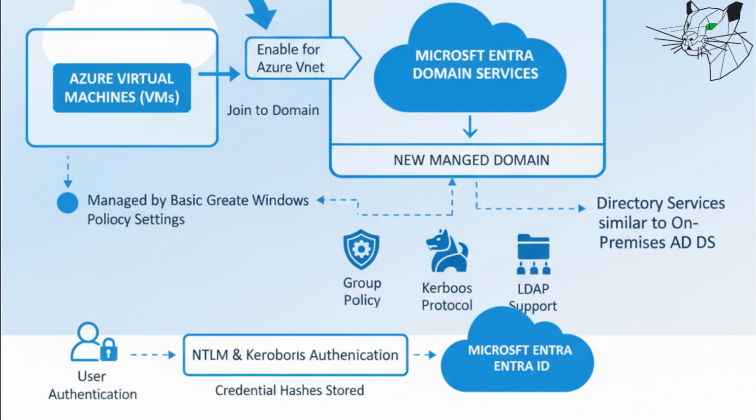You can join Azure VMs running Windows to the newly created domain, and you can manage them by using basic group policy settings. By enabling Microsoft Entra domain services, credential hashes that are required for NTLM and Kerberos authentication are stored in Microsoft Entra ID.